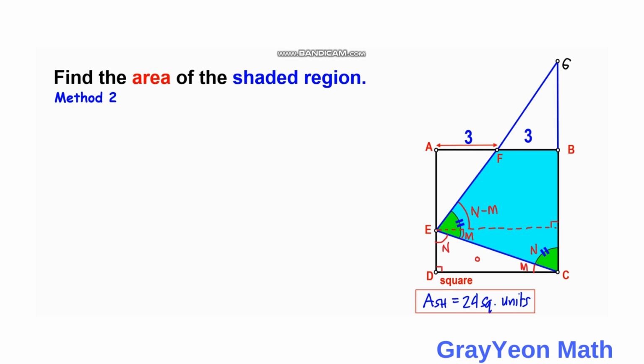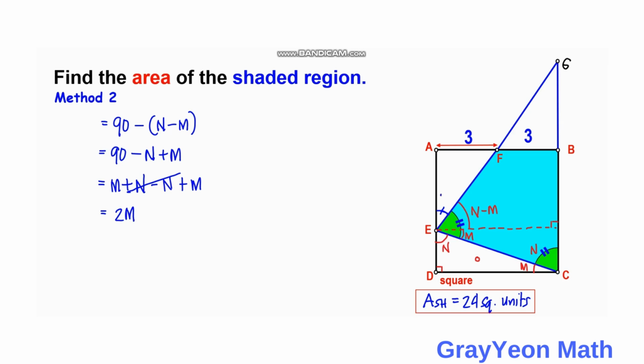Okay, so next you get this angle. This angle is the complement of this N minus M, so this angle is 90 minus N minus M, and this becomes 90 minus N plus M. And we know that this 90 is M plus N, so M plus N minus N, we just copy this, plus M. And we can cancel this, N minus M. So this becomes 2M. So this angle here is 2M.